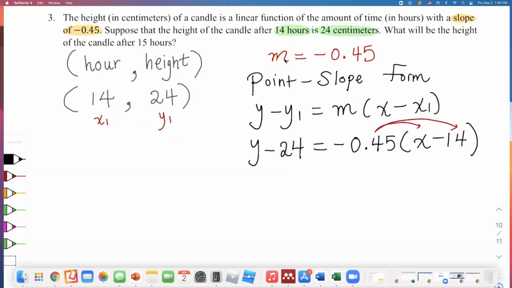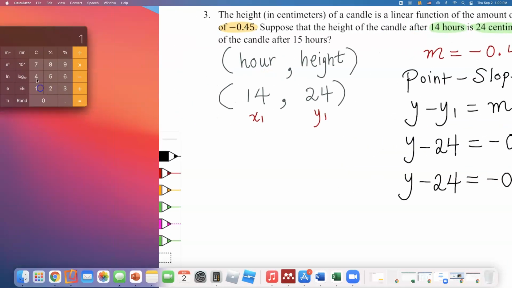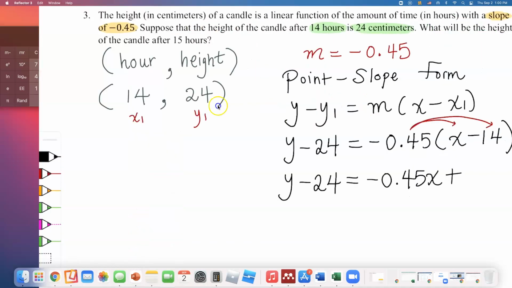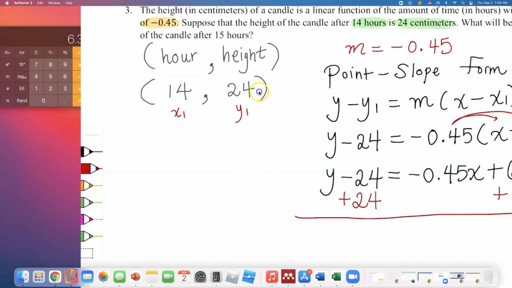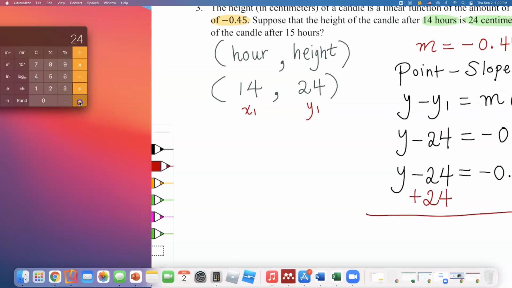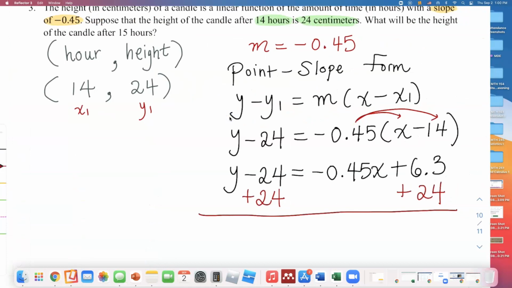So let me distribute now. Y minus 24 equals negative 0.45x. And I'm doing negative times negative for the second multiplication, so I know the sign will be positive. But what is that going to be? Let me go ahead and type it in. 14 times 0.45 came out to be 6.3. Last thing that we are doing is adding 24 to both sides. So that's going to be 30.3.